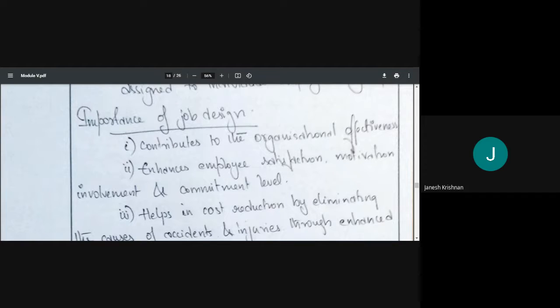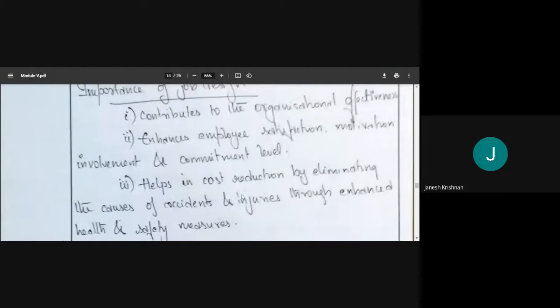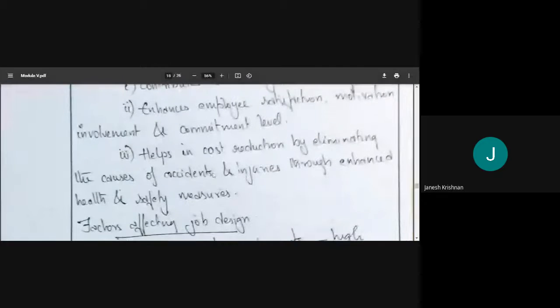It also helps in cost reduction by eliminating the causes of accidents and injuries through enhanced health and safety measures. So the third importance is that it helps in cost reduction. Again, we know what jobs are to be done. We have defined the job, and we have also defined the method of doing the job. Since these two things are defined, we know what the risks are and what problems may arise.